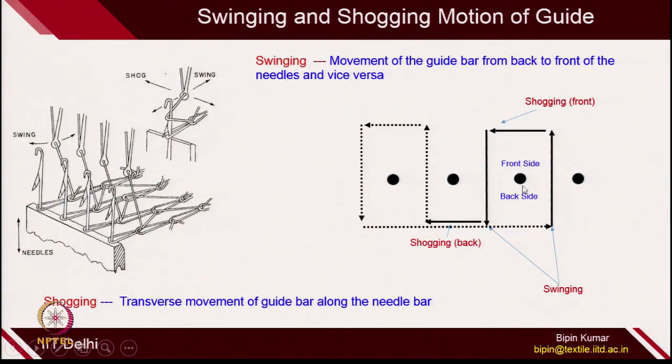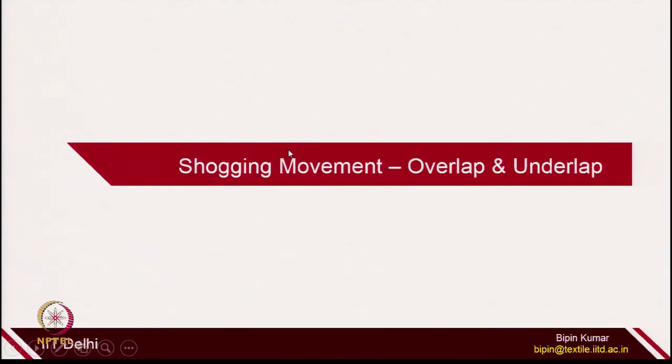So, this is how a particular guide bar motion is described, and it can keep providing yarn to two different needles. If you see the guide bar here, one needle and two needles. So, two needles are getting yarn alternately by the same guide. That is why swinging and shogging is extremely important in fabric development. For any difference in the fabric structure, the most important thing is the shogging movement.